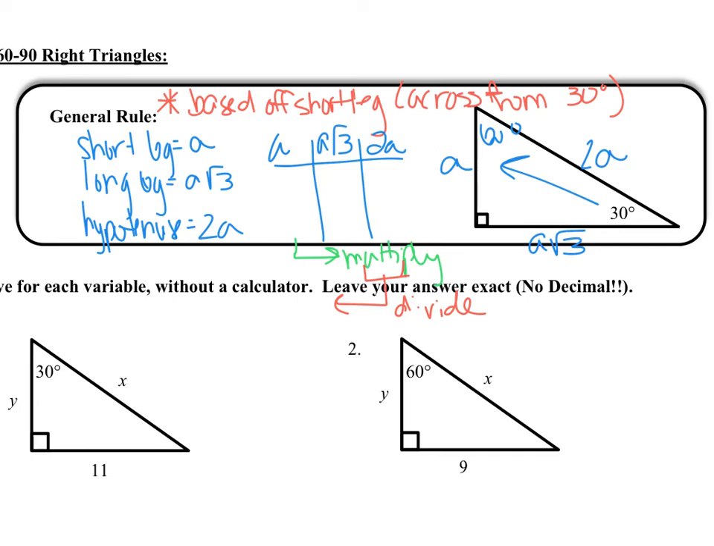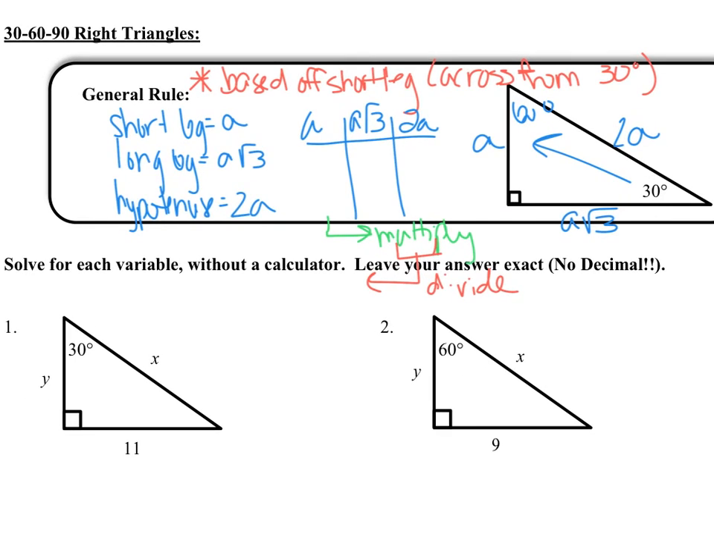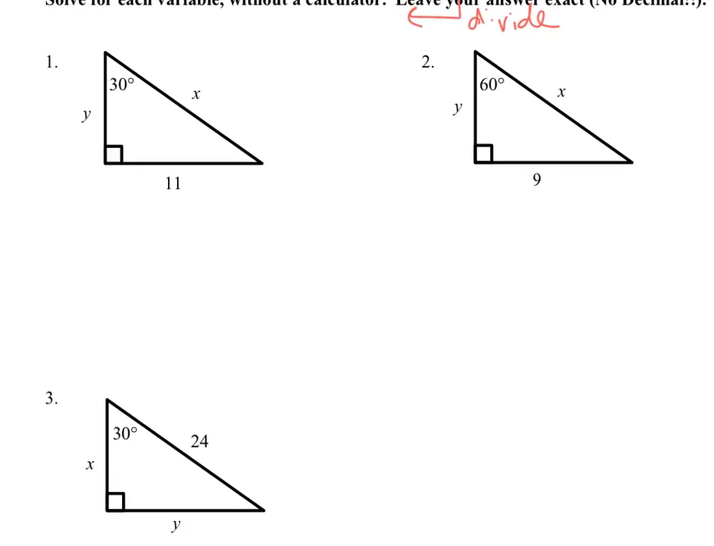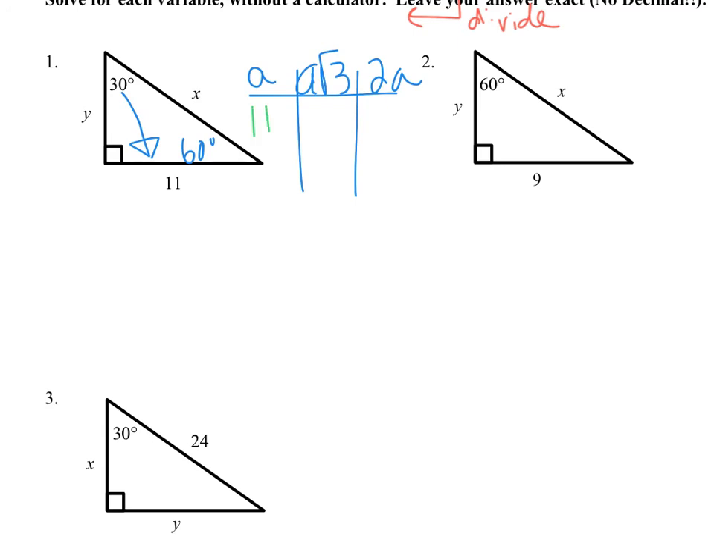Okay, so looking at the first example, okay, so we're going to set up that little chart. Okay, and then we're going to look at the information. First of all, this is going to be a special right triangle, so 30, 60, 90. Okay, and the side that we have is actually across from the 30-degree angle, so that's nice for us. That's just going to be 11.